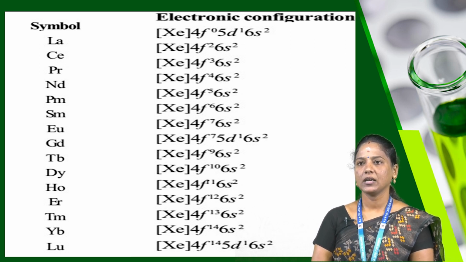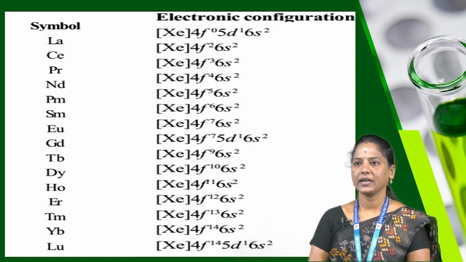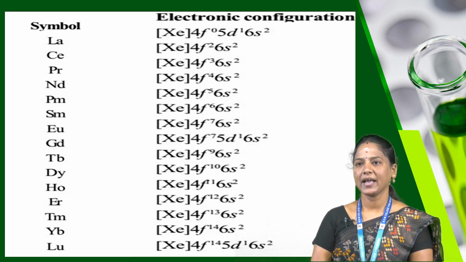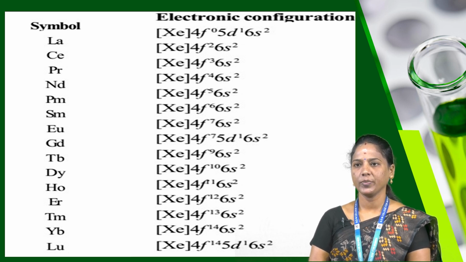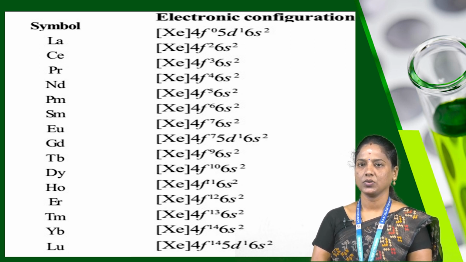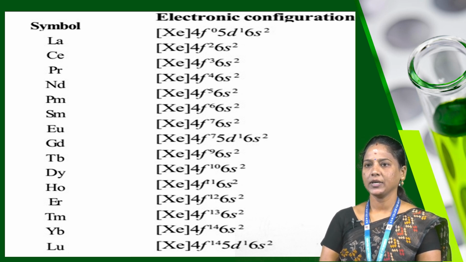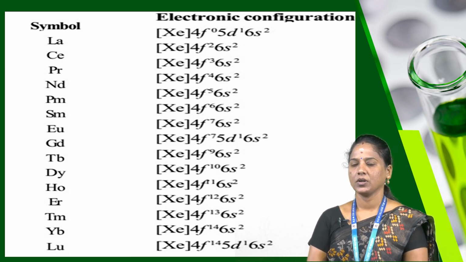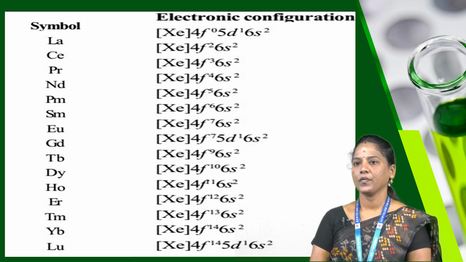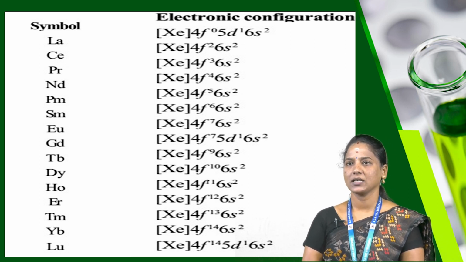Next one gadolinium 4f7 5d1 6s2. Next one terbium 4f9 6s2. Next one dysprosium 4f10 6s2. Next one holmium 4f11 6s2. Next one erbium 4f12 6s2. Next one thulium 4f13 6s2. Next one ytterbium 4f14 6s2. Next one lutetium 4f14 5d1 6s2.